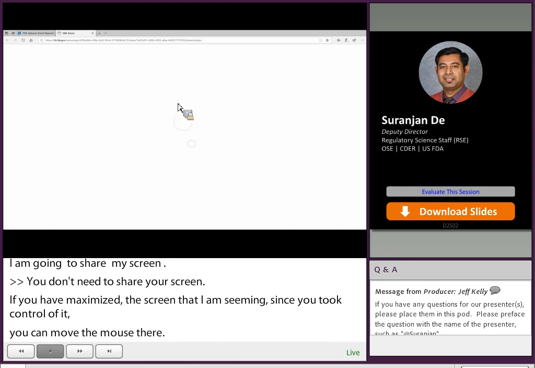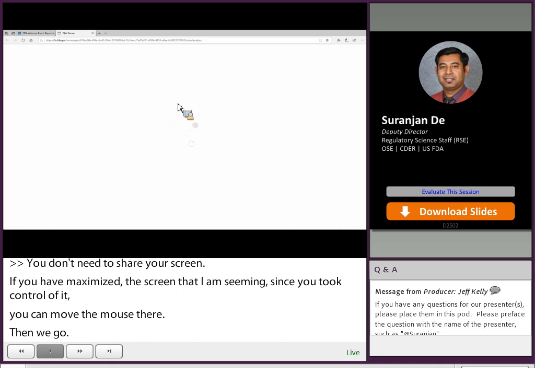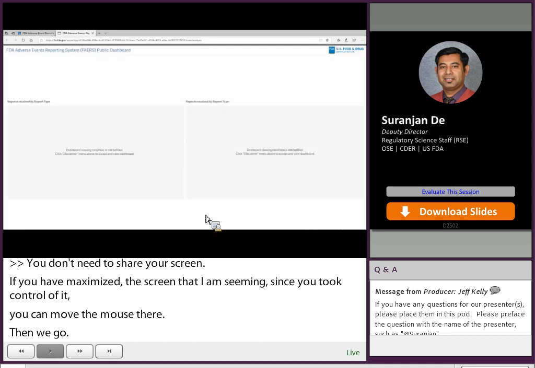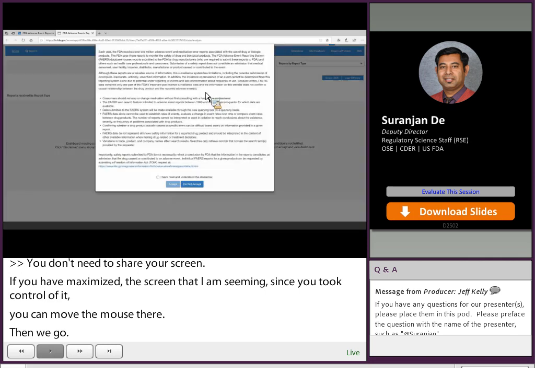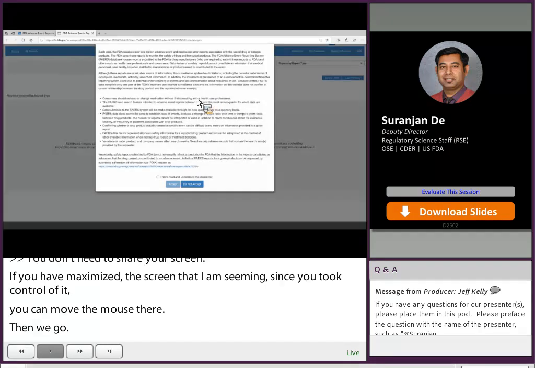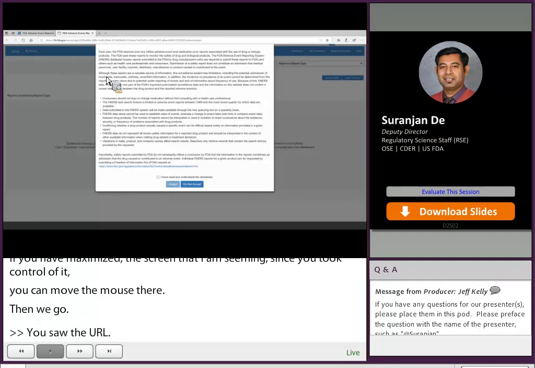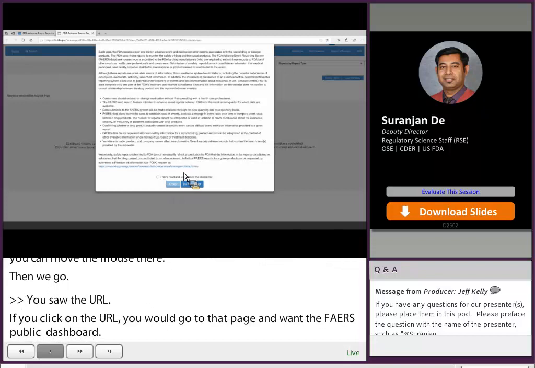So you saw the URL. If you click on the URL, you would go to that page and launch the FAERS public dashboard. The FAERS public dashboard actually starts with a disclaimer. The key points that I talked about are listed here. You need to read and understand the disclaimer and accept it.